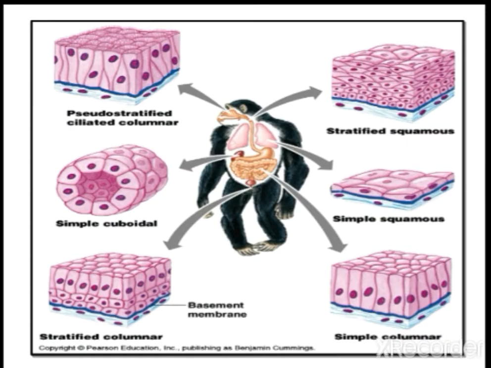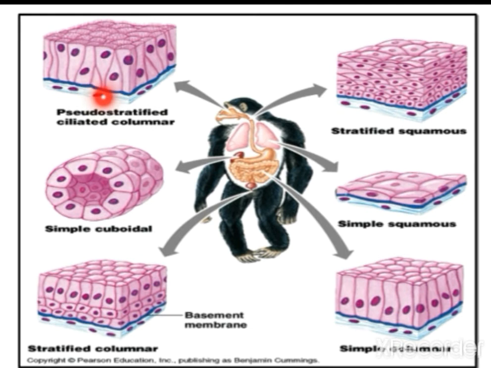This is also epithelium only, in a different diagram. The same thing has been depicted in some other way. This is squamous epithelium: simple squamous, stratified squamous, simple columnar, stratified columnar, simple cuboidal and pseudostratified. Why is it known as pseudostratified? It looks like it has more than one layer of cells, but it has only a single layer. How can you find out? Because all the cells are touching the basement membrane.